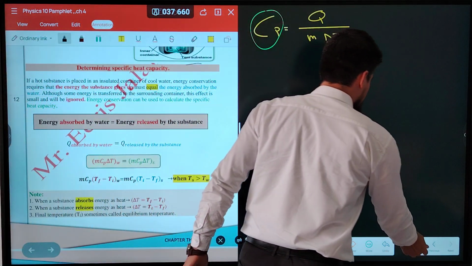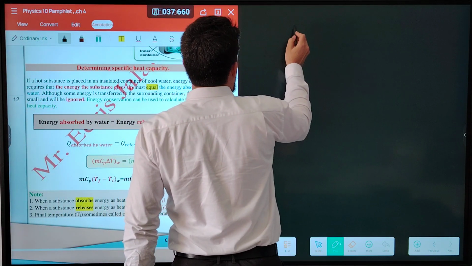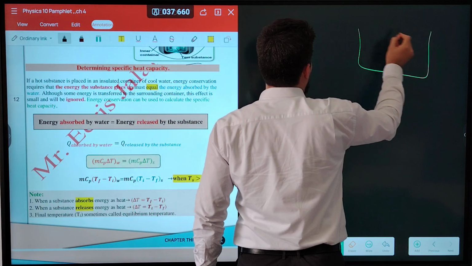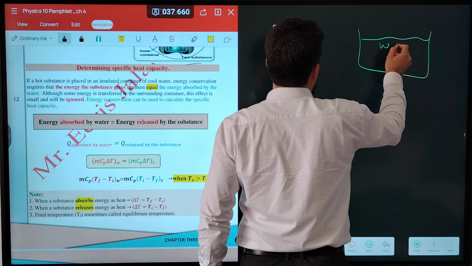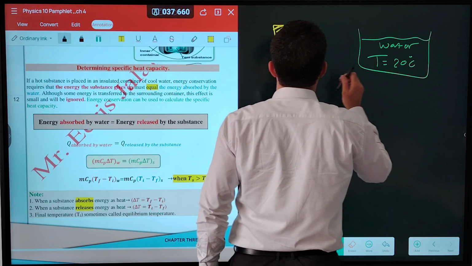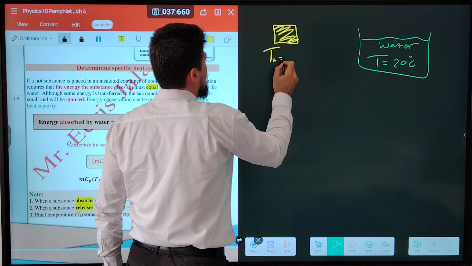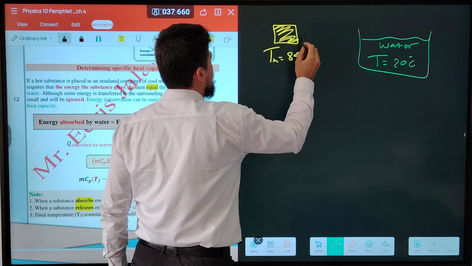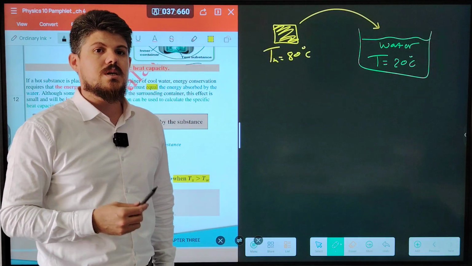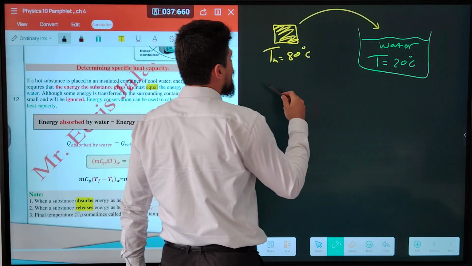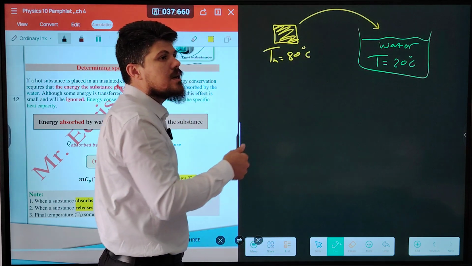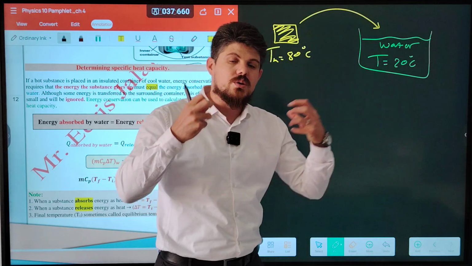Look, this is very important, guys. If you have a piece of metal and a container of water, the temperature of the water is, for example, 20 Celsius, and the temperature of the metal is, for example, 80 Celsius. If you put the metal into the water, does energy transfer between these two substances? Absolutely yes. Which one releases, which one absorbs? The higher temperature always releases energy and the lower temperature always absorbs energy.